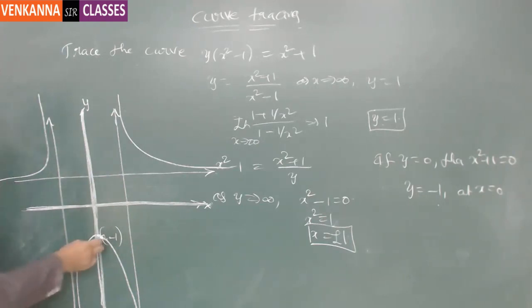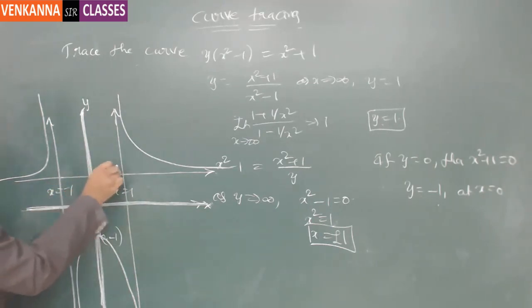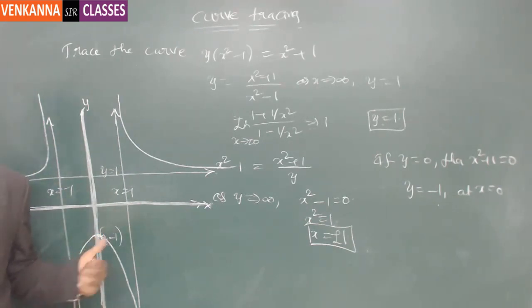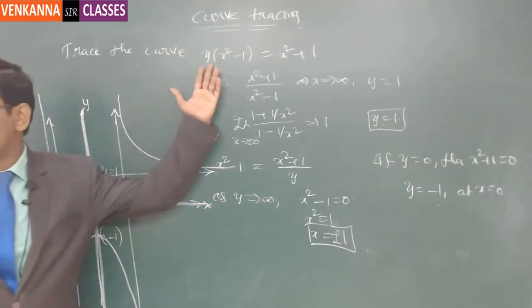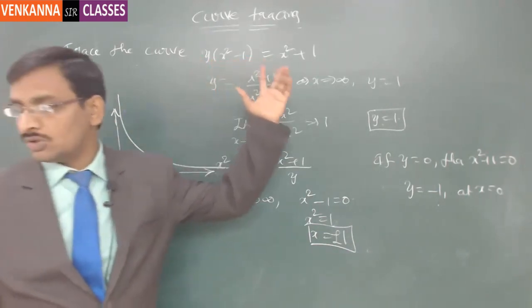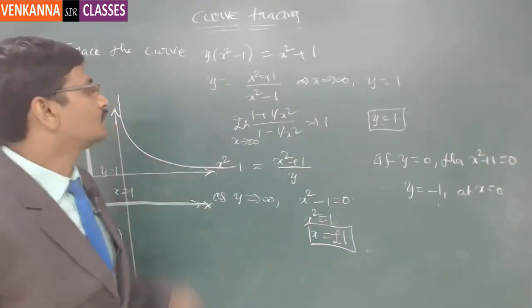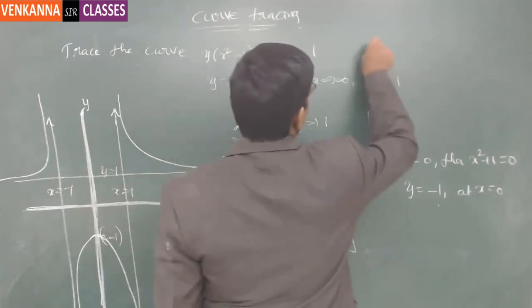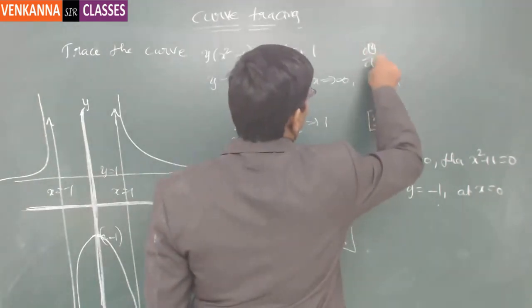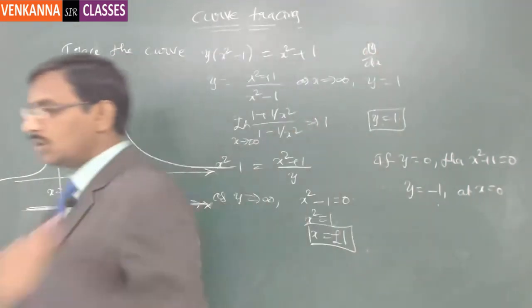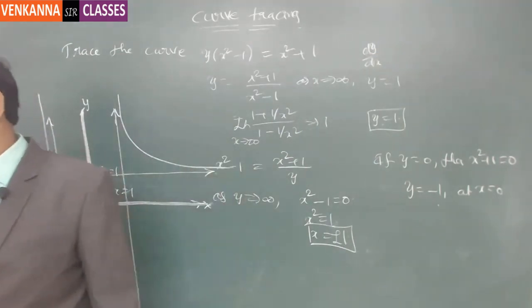So this point is 0 comma minus 1, and this line is x is equal to plus 1, this is x is equal to minus 1, this is y is equal to 1. Now if you want to identify whether it is taking a turn exactly at this particular point, you have to take the derivative of this function and equate it to 0, so that you can find out the critical point or the stationary point. Now let us do that. What is the derivative of this function? So dy by dx. Can you tell me? So note down this. I am going to erase it and do the derivative.